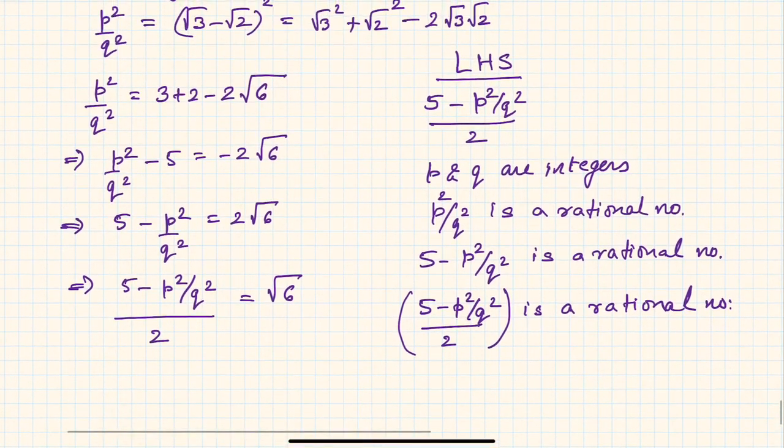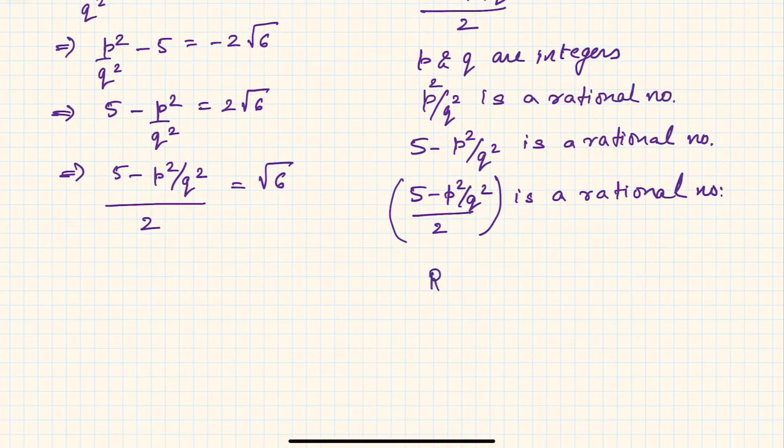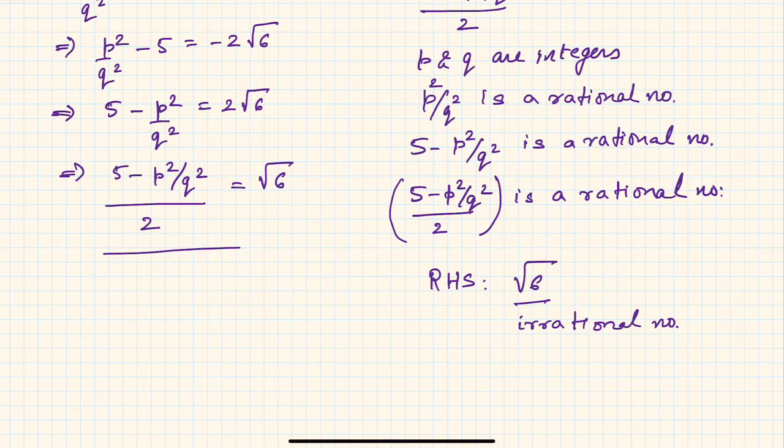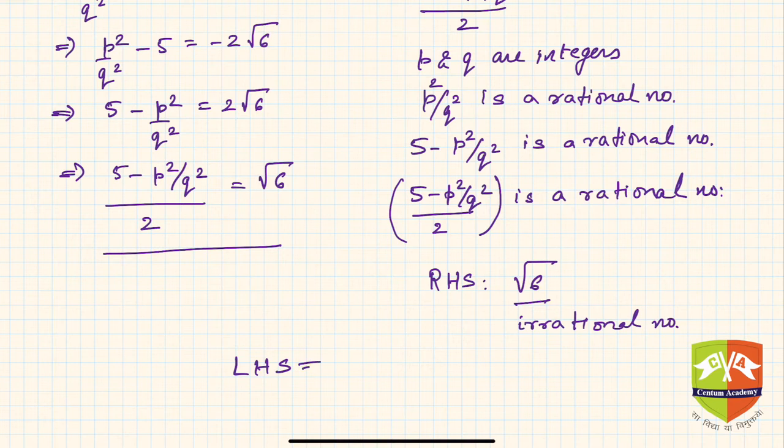But the RHS, my dear friends, is root 6, and it doesn't take much time to prove that root 6 is an irrational number. That means we are trying to equate a rational number to an irrational number. That is not correct. Hence, the LHS will never be equal to the RHS. Hence, we contradict our own assertion.